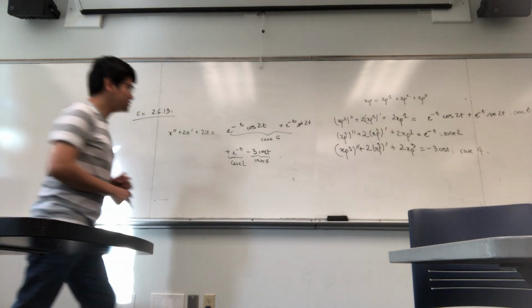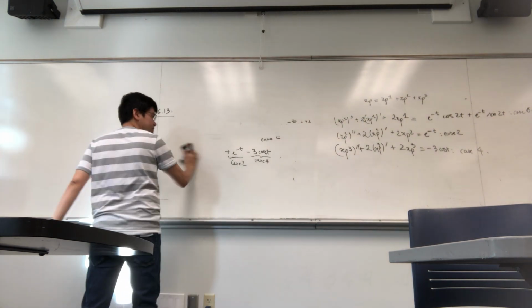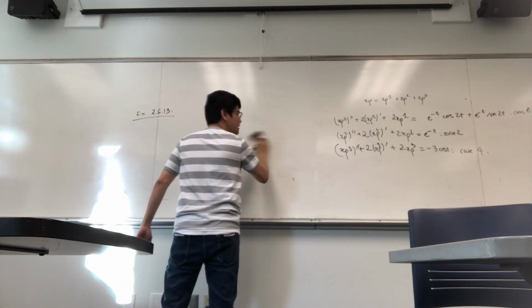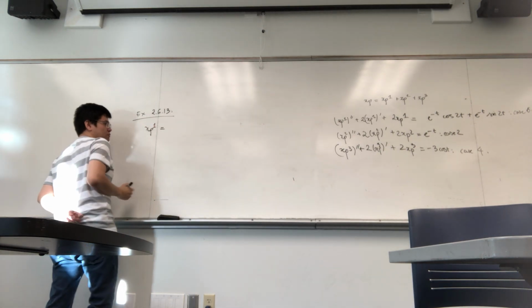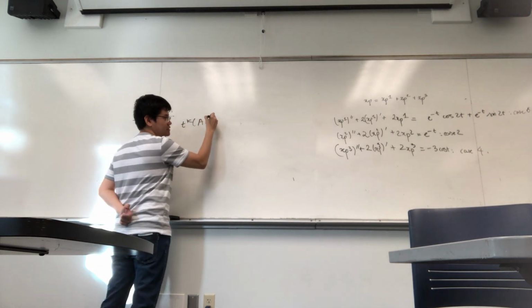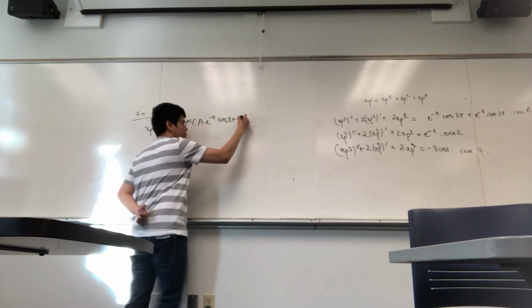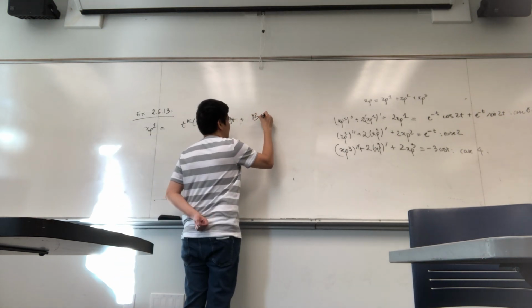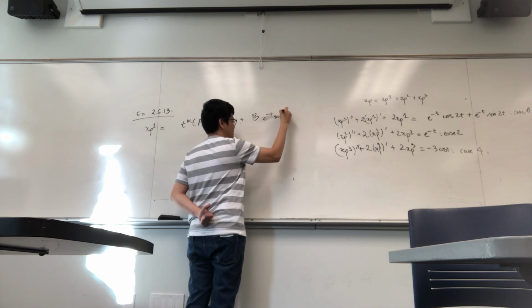Right. So now let us try to find xp1. xp1 will be t to the k, a times e to the minus t cosine 2t plus b times e to the power minus t sine 2t.